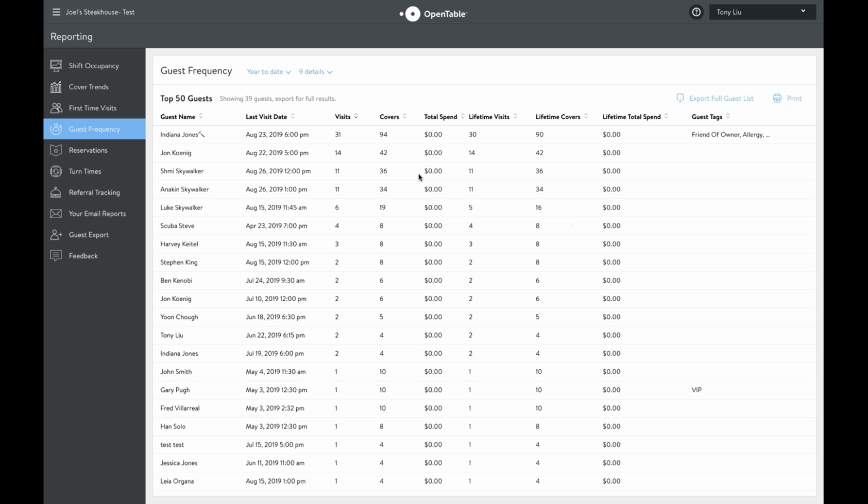There you go. All my reservations, 31 visits. John, Indiana, 14 and 31. And if you have POS data, you'll be able to see exactly. And you can sort these out as well. Show me the covers. Right now it puts all the ones on the very top, and you can sort it by visits here. You can reverse it too.